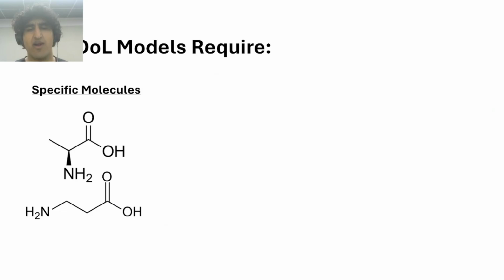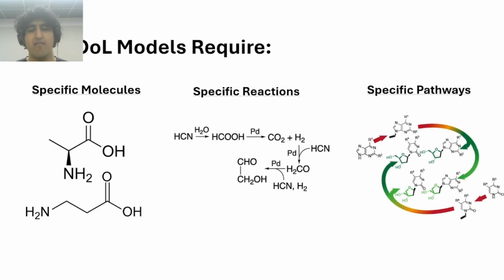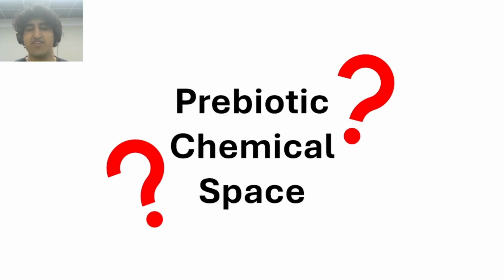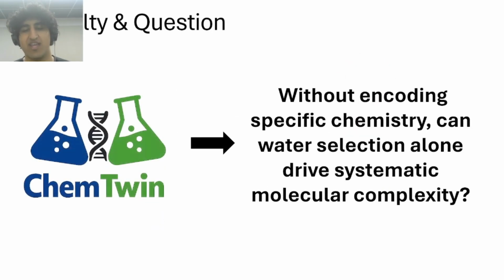Most origin of life models require you to specify the chemistry first. What molecules, what reactions, and what pathways. But prebiotic reaction space is fundamentally unknown. What about entirely alien environments like Europa and Enceladus? That's why we built Chemtrain to answer: without encoding specific chemistry, can water selection alone drive systematic molecular complexity?